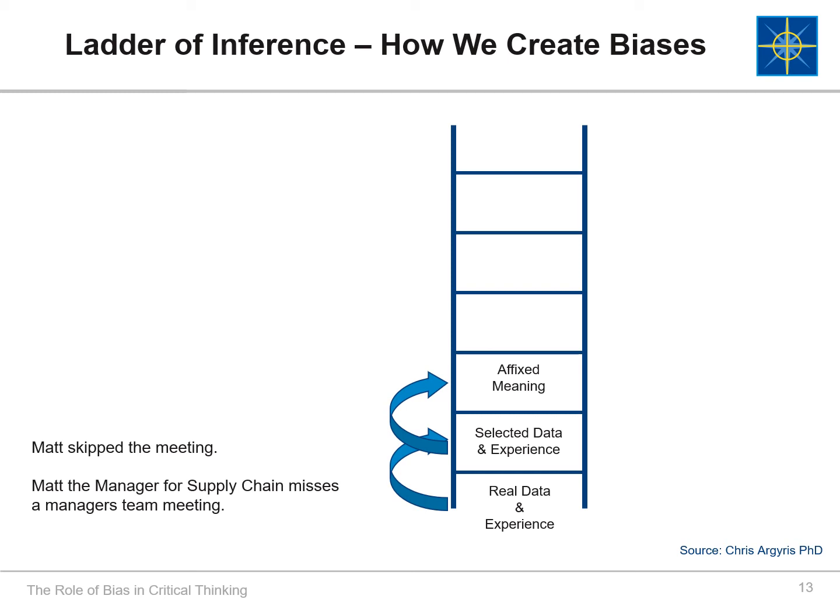We assign meaning to the information we selected from our experiences based on our biases and beliefs. Supply chain has been a source of frustration for the organization over the past 18 months, and Matt has not been able to sort it out.